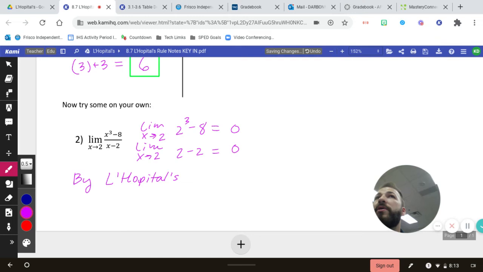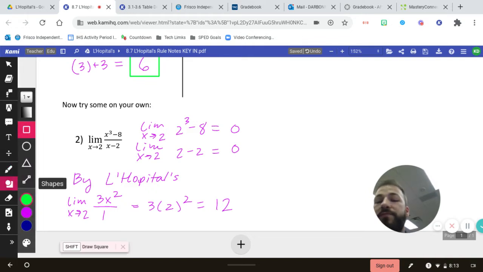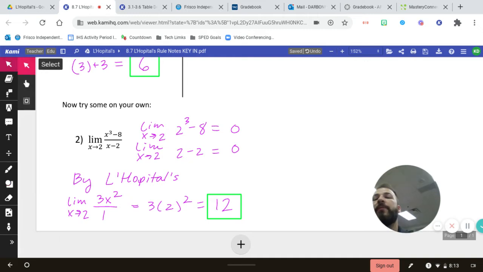Okay, and now I'm going to apply my L'Hopital's rule. So 0 over 0, by L'Hopital's, the limit as x approaches 2 is equal to 3x squared over 1 in this case. Then I would evaluate it out. 3x squared over 1, plug in 2, we would get 3 times 2 squared, which would be equal to 3 times 4, which is 12. Okay, so that is the full work that I want you to show every time.